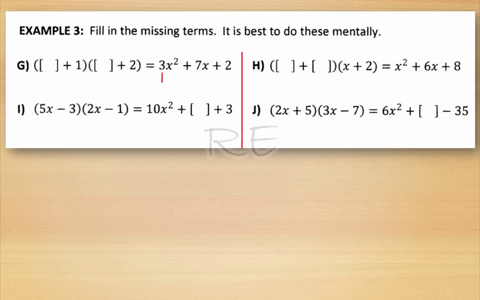3 is a prime number. So 3 is 3 times 1. Therefore, 3x squared can only be 3x times x.